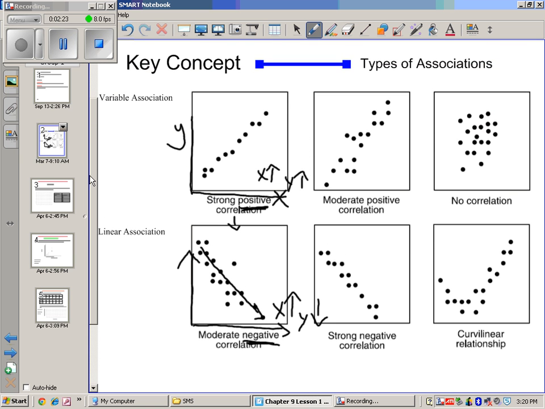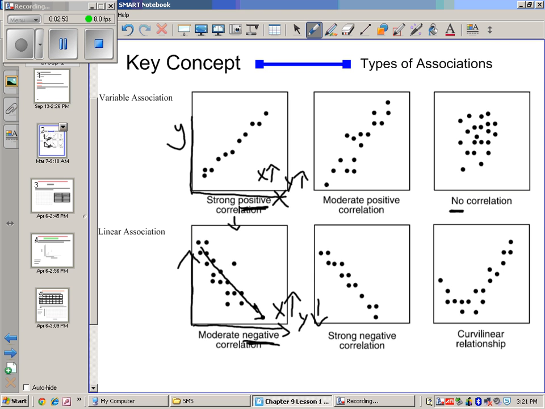Okay, we're going to pop around this chart just a little bit. We're going to look at the top right, which says no correlation. As you can see, the plot points are all over the place. There is no pattern there, not going up or down. We just call this no association. So a positive association is when x and y increase together. A negative one would be x increasing and y decreasing.